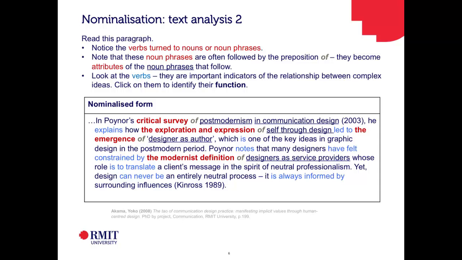Can never be places emphasis on non-equivalence, while is always informed by marks the permanent impact of B on A, that is, surrounding influences on design. This paralleling of structure of can never be and is always informed by is characteristic of good writing. Pause the video now if you'd like to look more closely.